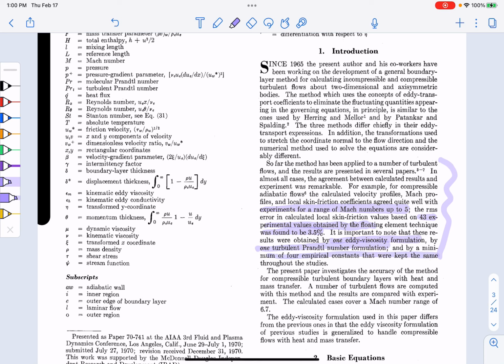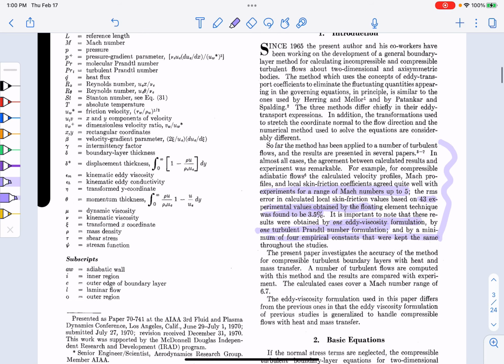You say there's one eddy viscosity formulation, one turbulent Prandtl number, and I believe in this paper somewhere he says that there's only 4 coefficients that have to be calibrated. In the turbulence modeling world, I think it's something to be bragging about to have less coefficients, because it shows that you have less terms to calibrate to match a wide range of experiments.